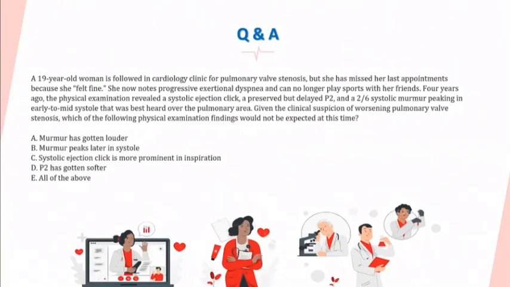Here, a 19-year-old woman, apparently asymptomatic till she was 19, was found to have an ejection click and a systolic murmur on routine evaluation. Now she has become symptomatic. So, given the clinical suspicion of worsening pulmonary stenosis, which of the following physical examination findings would not be expected? So here, the systolic ejection click being more prominent in inspiration is a wrong statement, as the ejection click is well heard during expiration, not during inspiration, where it violates the Carvallo laws.